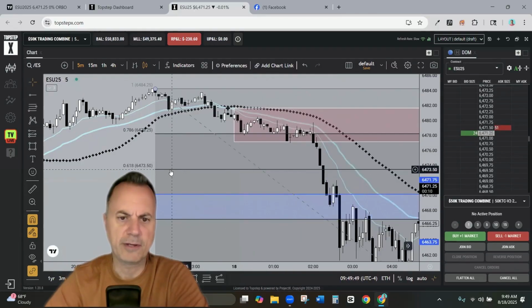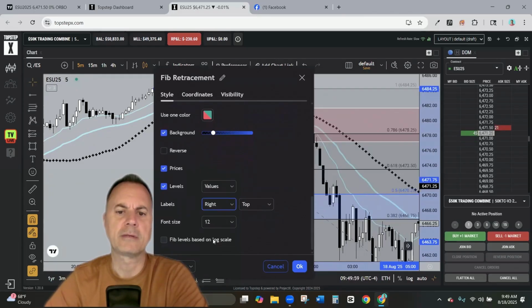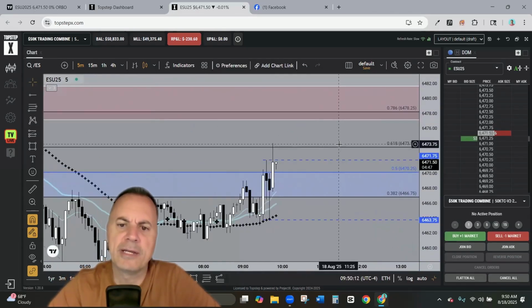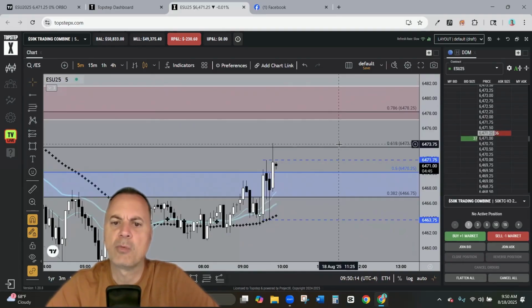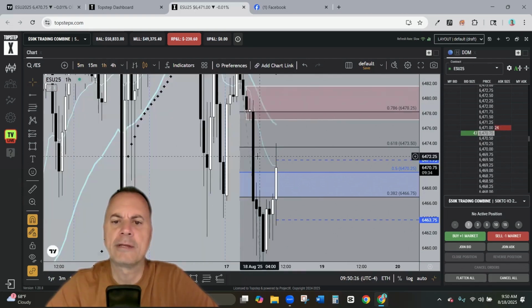Oh, it's not putting my numbers. Put the numbers on the right. Labels right, please. Thank you. There we go. Look at that. It came up and hit that 618. Son of a gun. It came up and hit that 618 retracement level on the 1 hour, right inside of the 1 hour trend cloud.